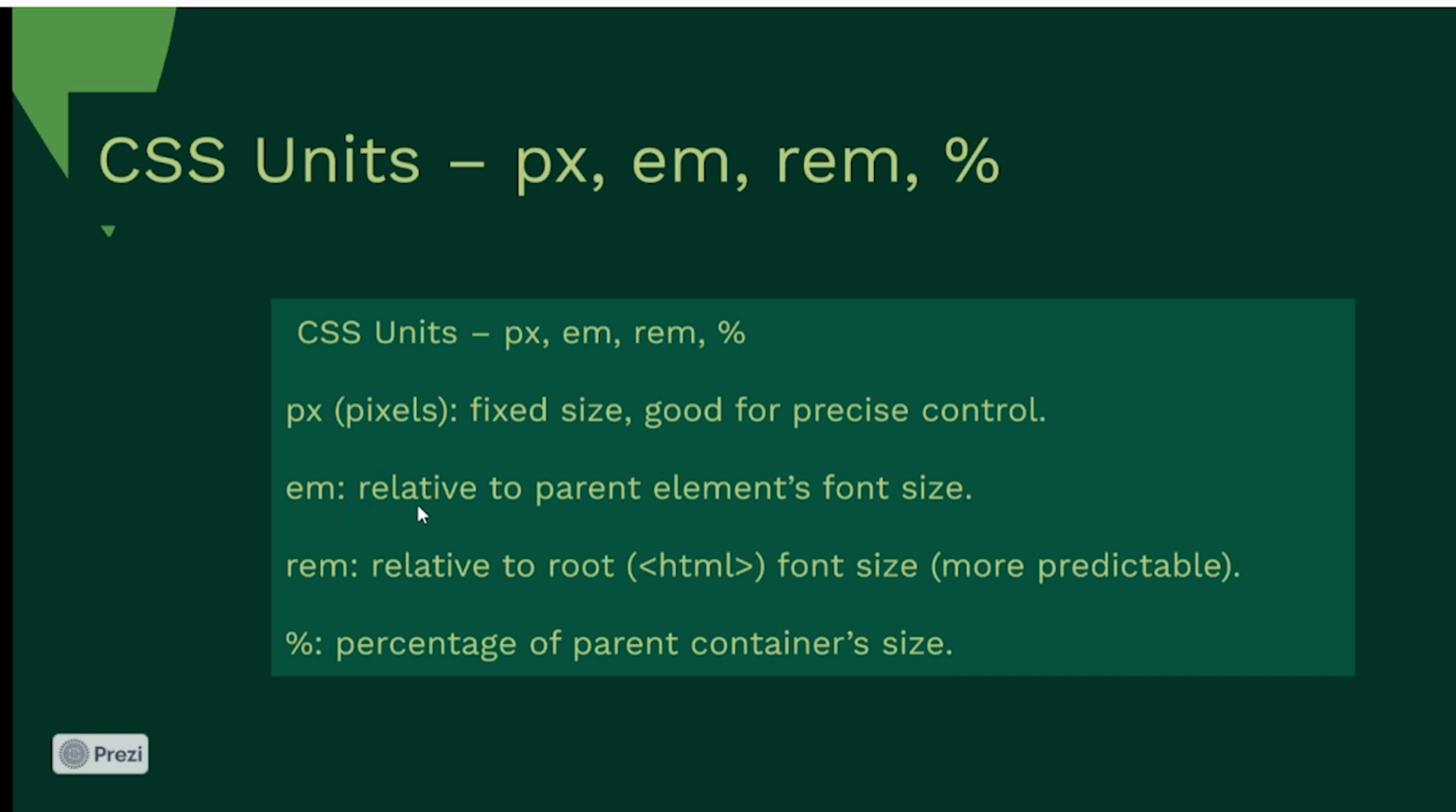And EM means relative to the parent element's font size. And another one is percentage. Percentage is relative to the parent container size. If you are changing the container size, you can use a percentage. There are four types of units. Whichever type is convenient for your website, you can use your own.